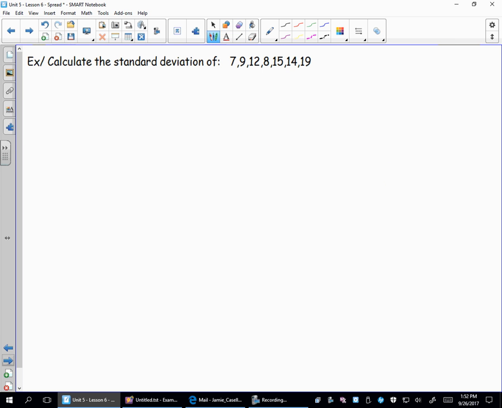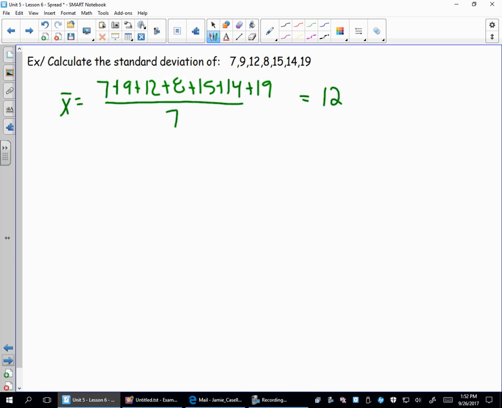So, standard deviation of these numbers. The first thing we have to do, and we're going to assume this is a sample, is figure out our mean. So old-fashioned, add them all up, and divide by how many there are. And there's 1, 2, 3, 4, 5, 6, 7 of them. So plug them into your calculator, add them up. We should get a mean of 12 if you do it properly. Okay, we need that to know where average is so we can calculate our standard deviation.